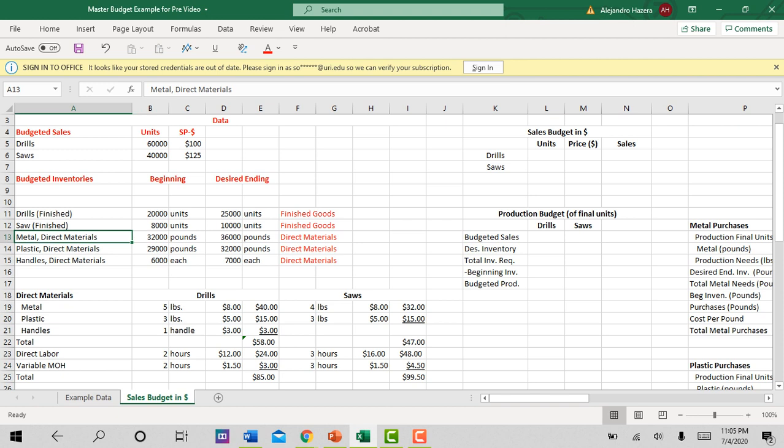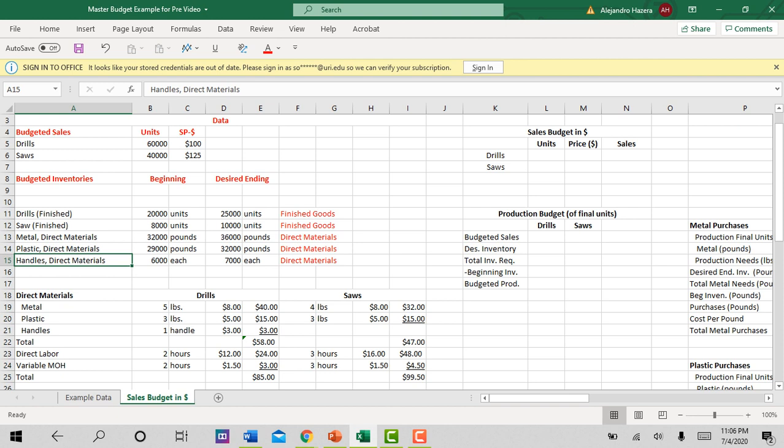These are the beginning ones. Now, the metal that goes in the products is expressed in terms of pounds. So the beginning inventory is 32,000 pounds, and the desired ending inventory is 36,000 pounds. Okay, then the plastic, I guess it goes into both drills and saws. The beginning inventory is 29,000 pounds. The desired ending inventory is 32,000 pounds. And finally, I guess handles, I think only in this example, if I recall, I just did it.